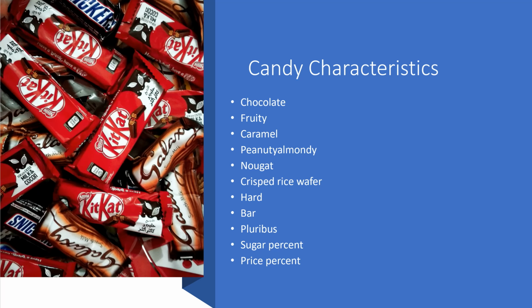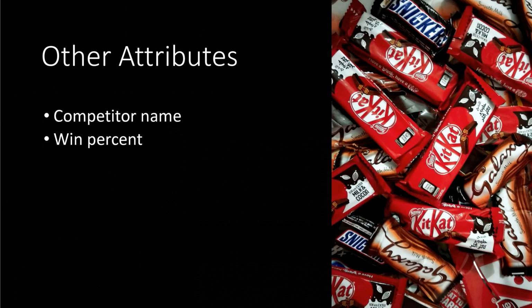Pluribus means whether or not the candy comes in a package with many different pieces of candy. Then the percentage of sugar in the candy and the price percent. The other two attributes then are the competitor name and the win percent. The competitor name is the name of the candy, and the winning percent is what percent of the time did a candy win against all of its competitors.